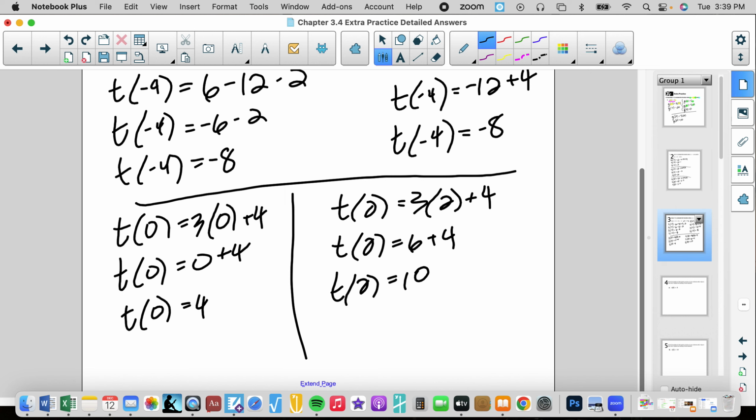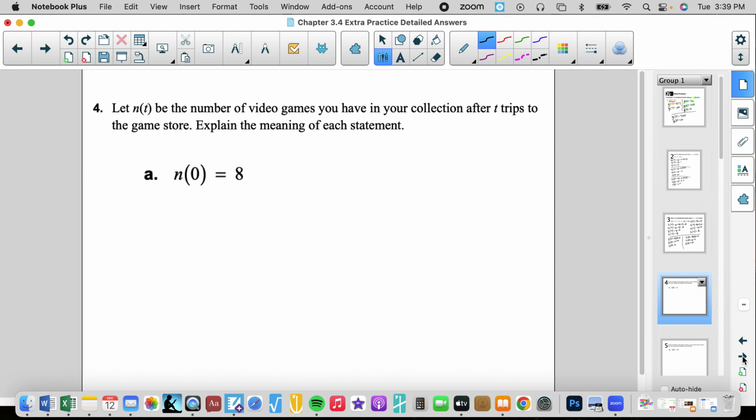All right. Let n of T be the number of video games you have in your collection after T trips to the game store. Explain the meaning of each statement. So n of T is the number you have in your collection after T trips to the game store. Okay, so that's not true. That is not the equation.